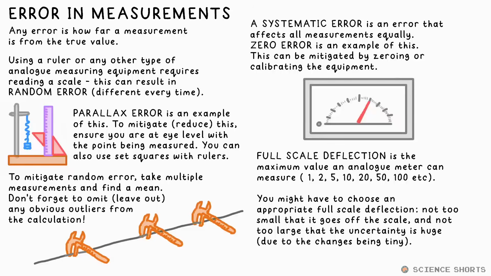Let's say we find out the maximum voltage we're going to have to read in an experiment is 6 volts. The appropriate full-scale deflection would be 10 volts in this case. 1 volt would be too small, and 100 volts would result in inaccurate readings because the resolution would be too large and the uncertainty would be massive.